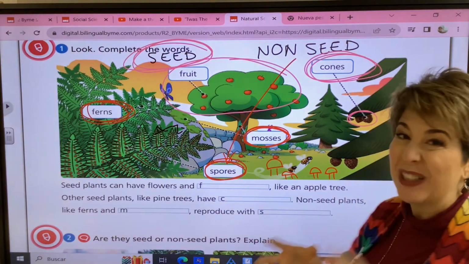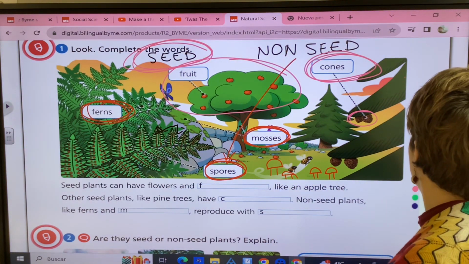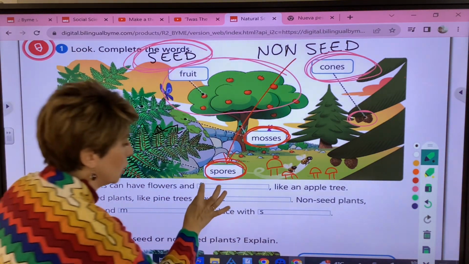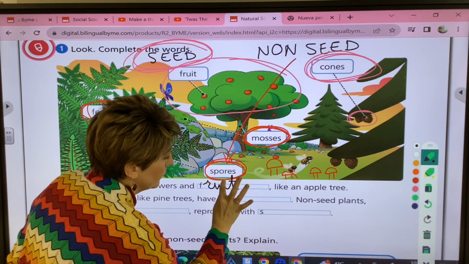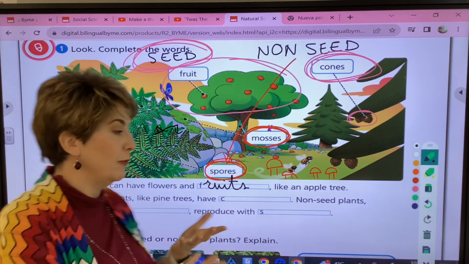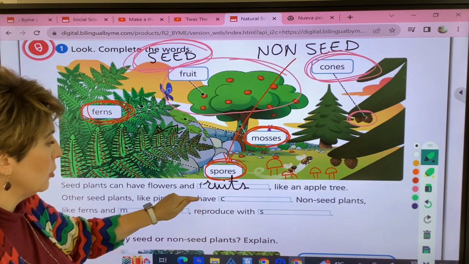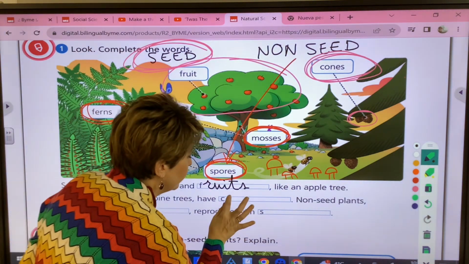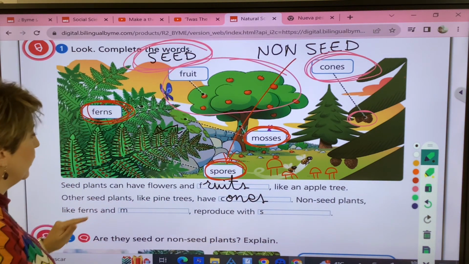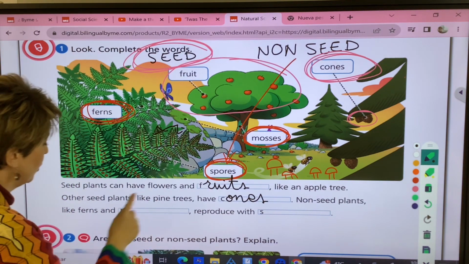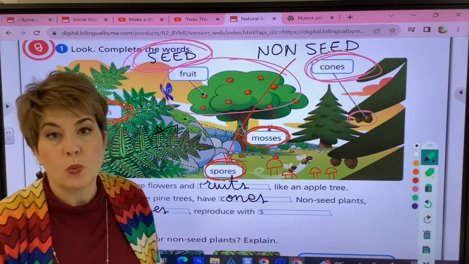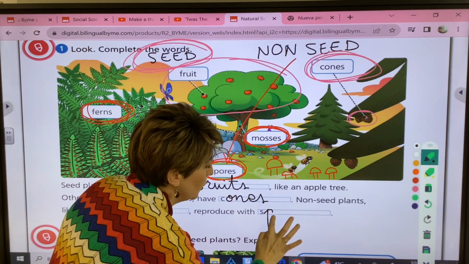Let's do this text, which is super important, and let's see if you remember. Seed plants can have flowers and fruit, like an apple tree. An apple tree will have flowers and then will grow fruits. Other seed plants, like pine trees, have cones. Non-seed plants, like ferns, where are they here? Los helechos, ferns, and mosses, reproduce with spores. Remember, spores.